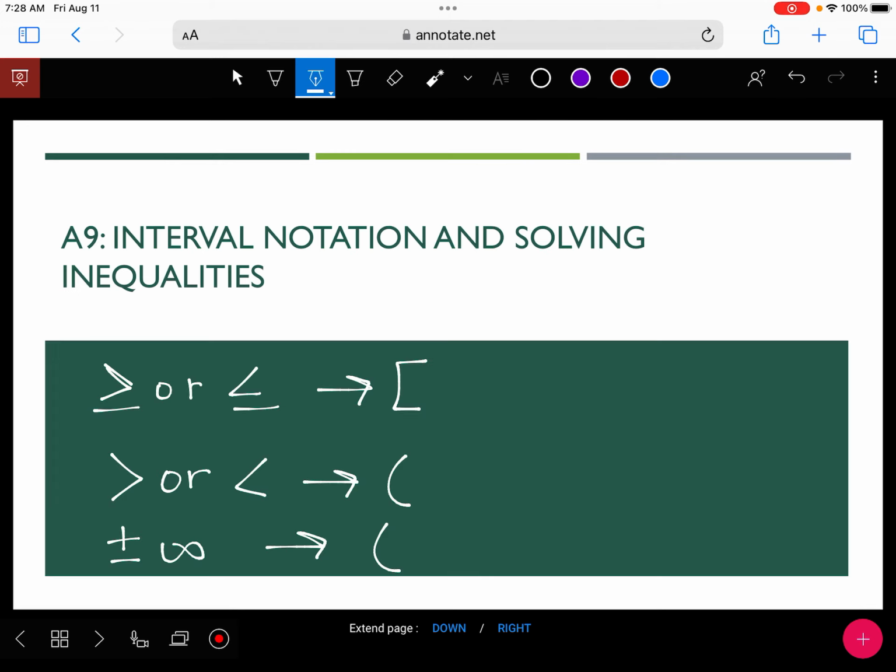Now, I should probably also add here that when you do your intervals, you always start with the smallest number on the left, and then the largest number is on the right. So just a reminder: when you do your interval notation, whatever is the smallest number in the interval, you're going to write that first. And then the largest number comes last.